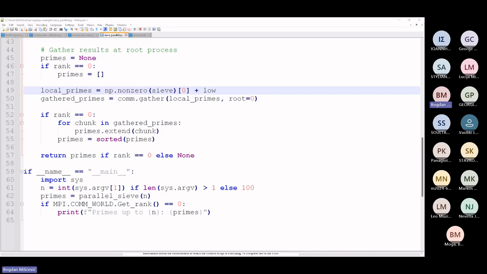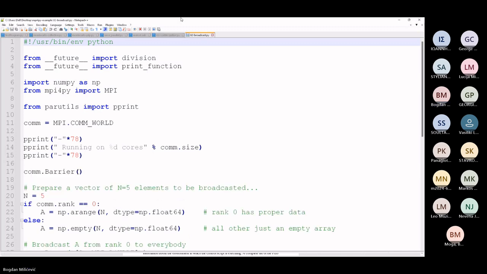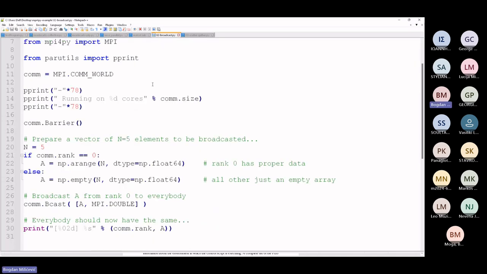Okay. Let's check maybe some more examples of scatter, of broadcast. I think we went through that fairly quickly. Yeah. So this is just one example.